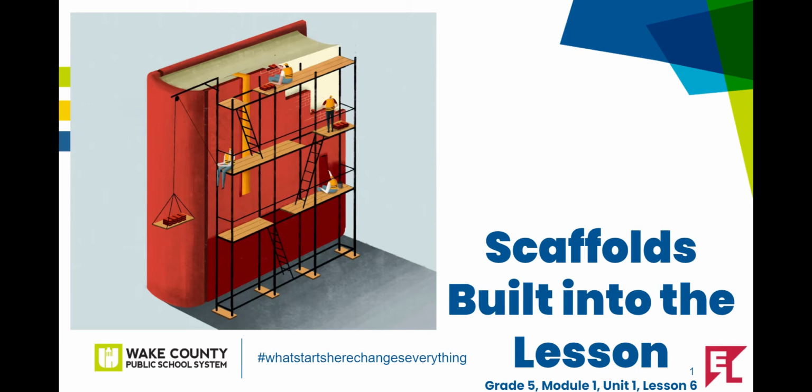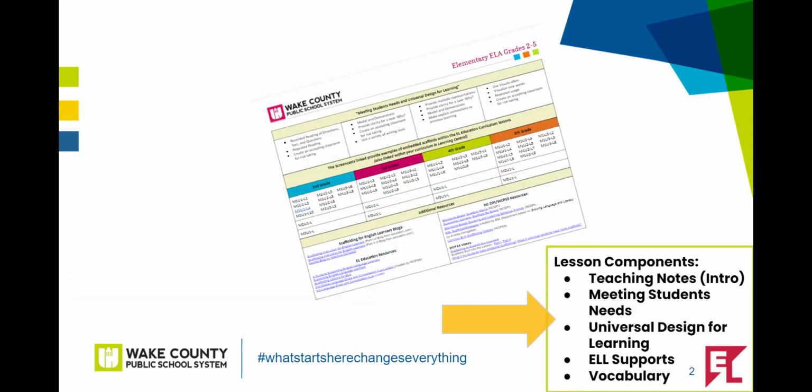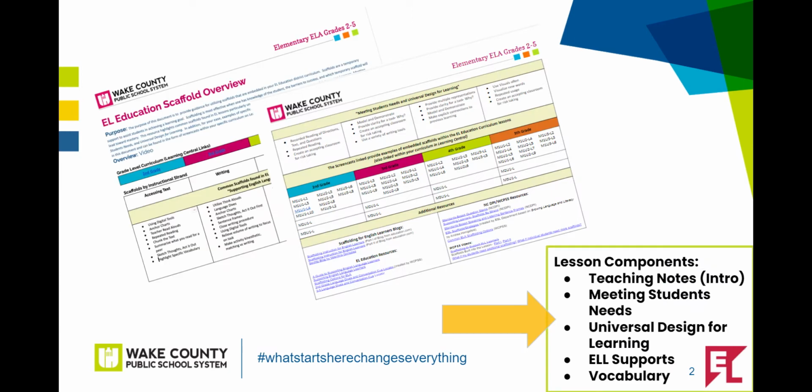Throughout this learning opportunity, we'll focus on examples of scaffolds that already exist within the EL Education lessons, using Lesson 6 from Grade 5, Module 1, Unit 1. An EL Education Scaffold Overview document for elementary ELA grades 2 through 5 can be found in Learning Central under the appendix within each grade level module and in the teacher planning tools for your grade level curriculum. Please refer to this document for additional supports as you plan.